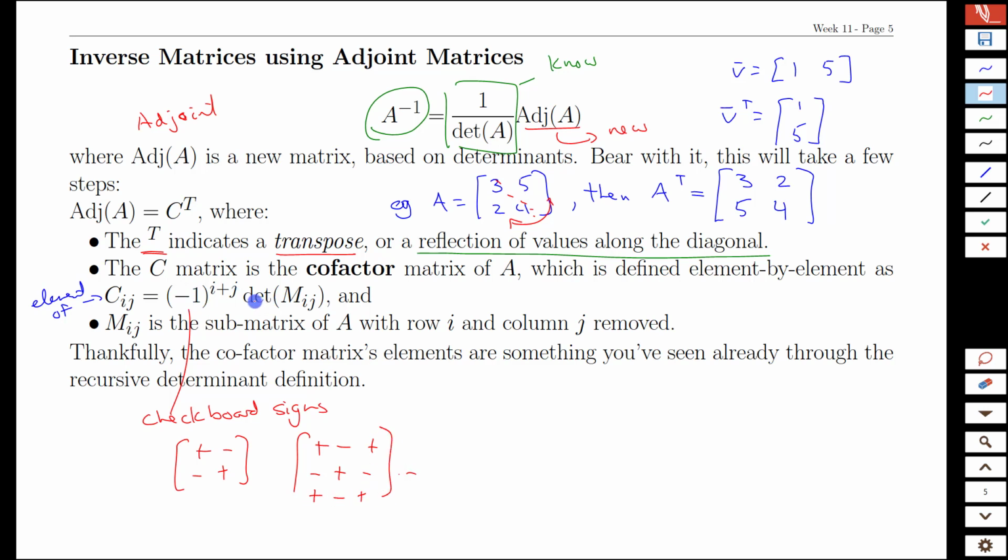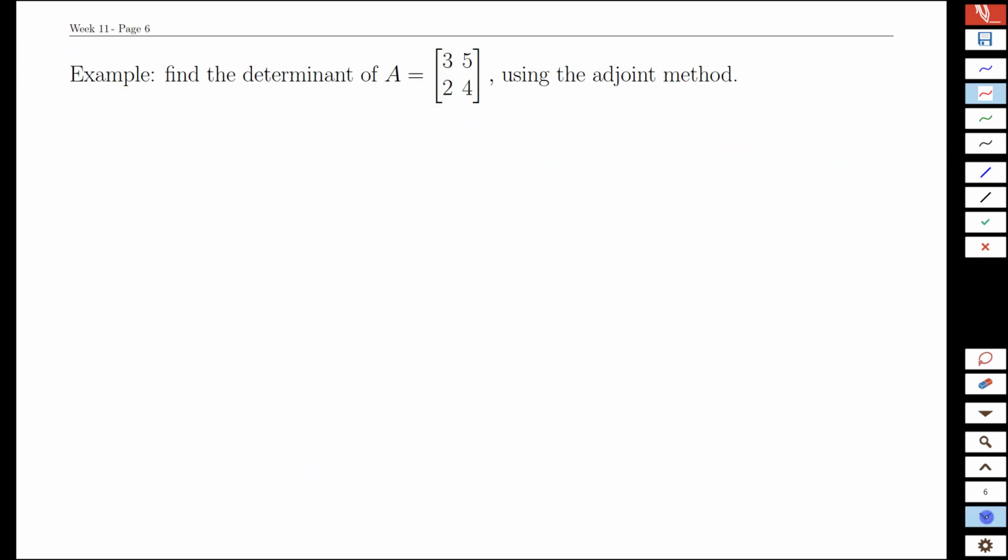We take that and we multiply it by the determinant of another matrix, Mij, but we've seen this one before. This is the submatrix of A with the row i and column j removed, just like we did with determinants. You've seen all these building blocks except for the transpose before. We're just putting it together to create the inverse matrix in a new way. Let's apply this right away and see how it works out.